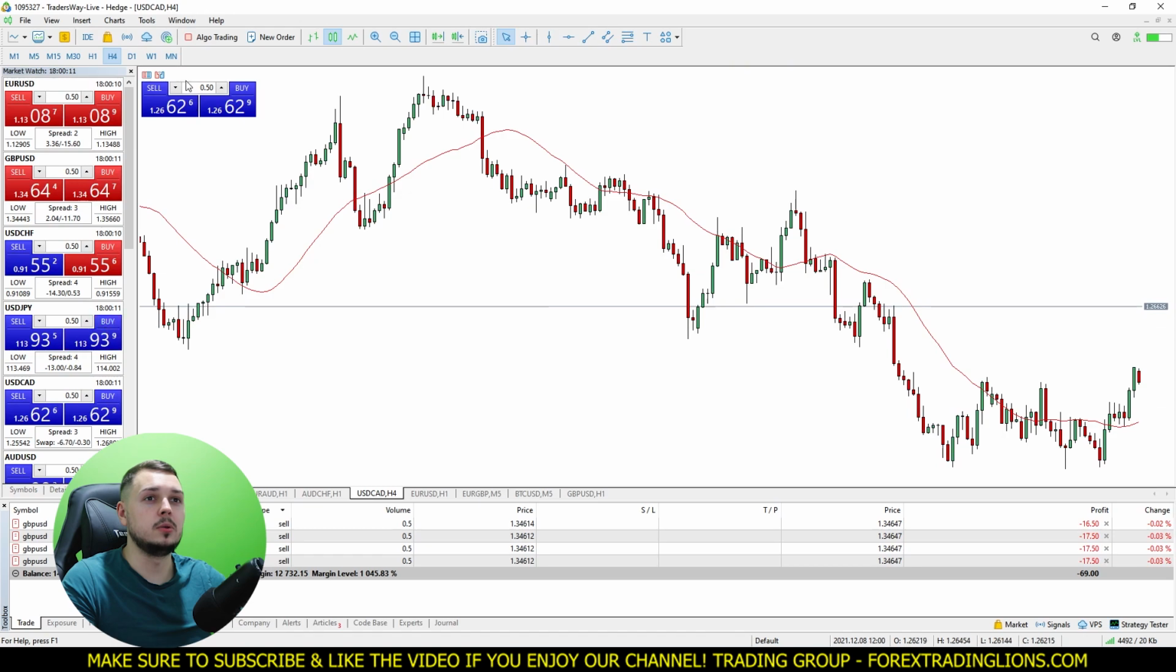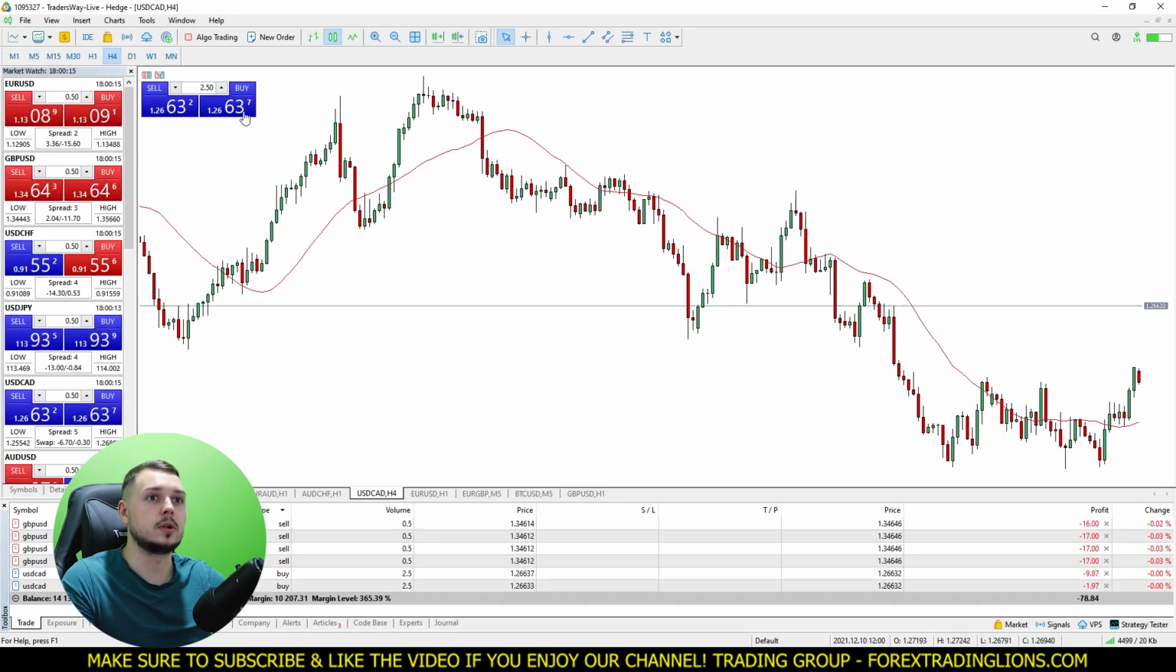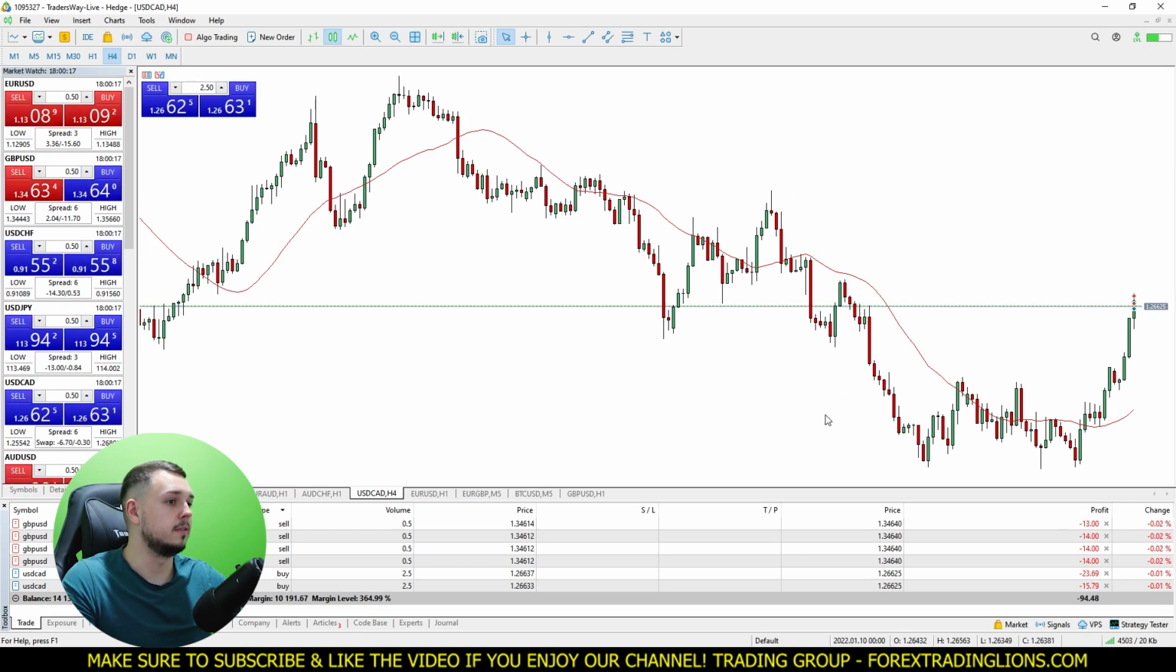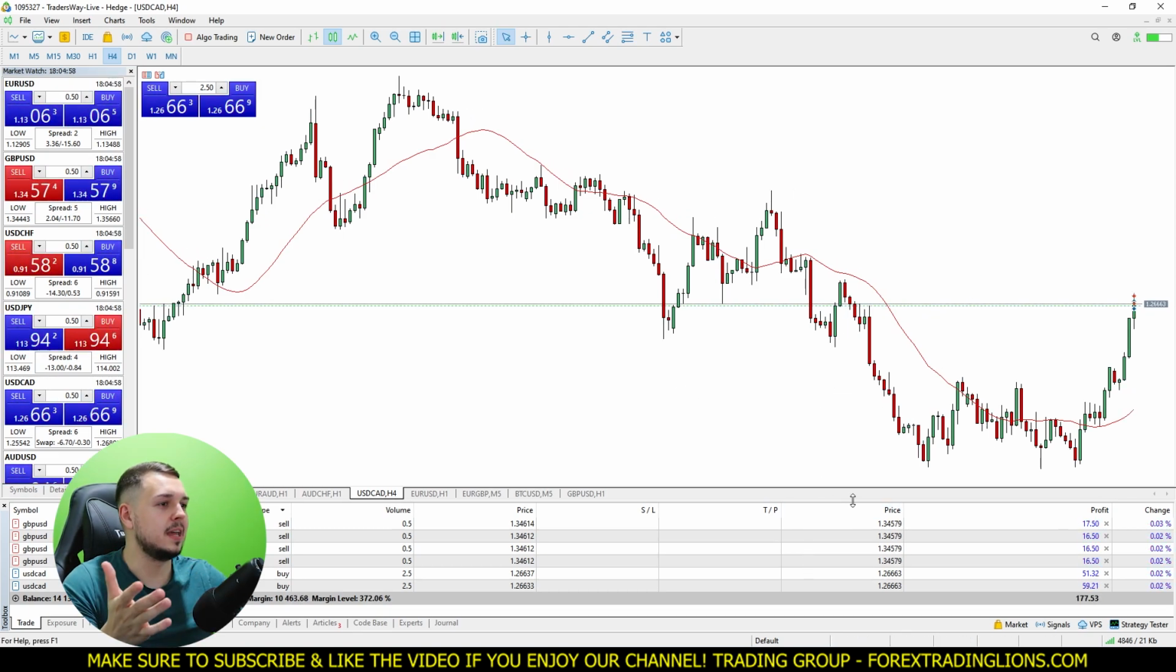So let's just open a USD CAD trade. Let's do 2.5 lot size. I believe this trade will actually bang. So let's see. All right, so I just sat here for 5 minutes, and as you can see, we are $150 in profit from these 2 trades that we just placed. That's pretty damn good actually.